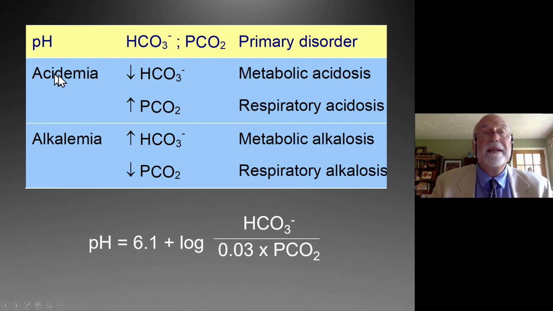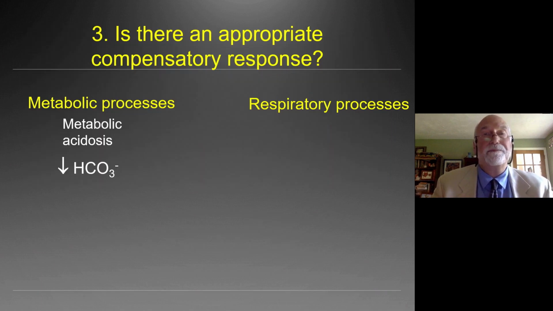So for an acidemic situation, it's a pH of less than 7.35. If it's a metabolic process, the bicarbonate is going to be low. If it's a primary respiratory process, the pCO2 is going to be elevated. Again, anything that lowers this or raises this will lead to a reduced pH. And the opposite is true for the alkalotic processes. So then, is there an appropriate compensatory response?